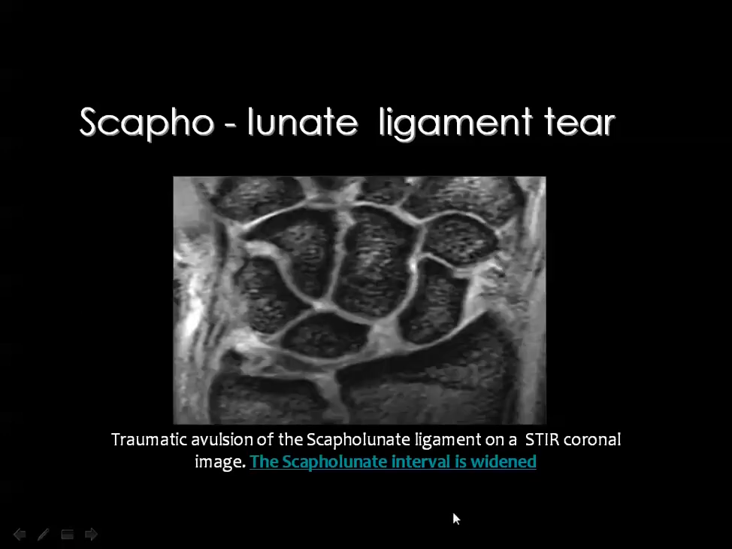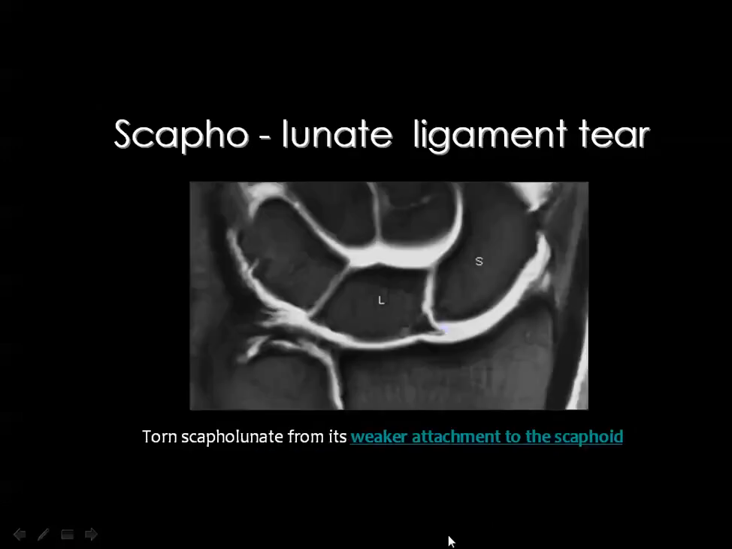And here, the scapholunate interval is wide, and you cannot see the scapholunate ligament, which is torn. Also, this is an injury which is usually also seen in clinical practice. You see the scapholunate ligament, the triangle. It has an attachment to the scaphoid which is weaker than its attachment to the lunate. And if it is torn from one of the attachments, it will affect the ligamentous attachment to the scaphoid.